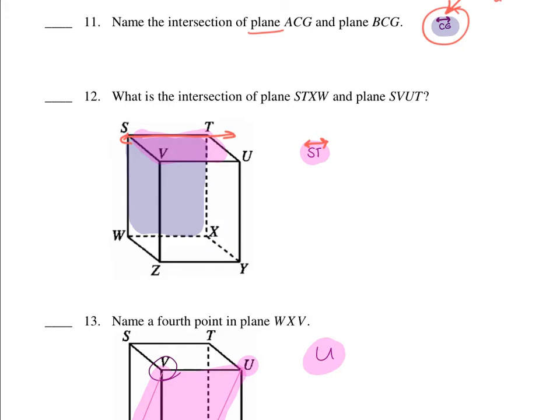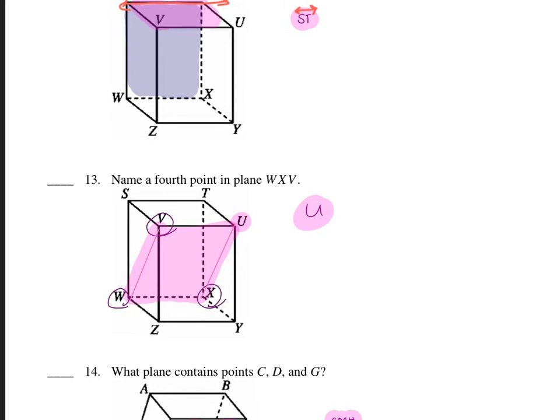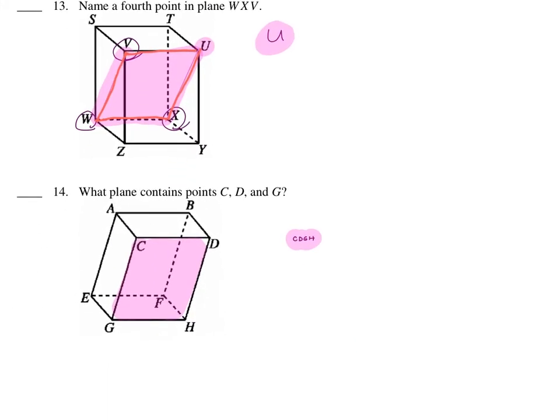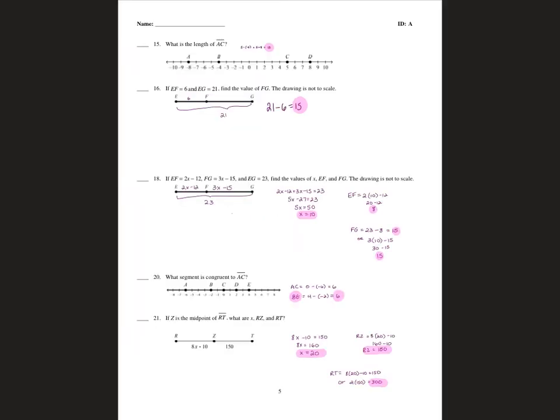13, name a 4th point in plane WXV, and that's U. This is your kind of imaginary diagonal plane. Even though it's not there, it doesn't mean it doesn't exist. It does still exist. You just have to connect it. So once you got the WX and then the V here, you knew you were going to that diagonal plane, so that would have been this. 14, what plane contains CG and H? It would be CDGH or any 3 letters of that combination or that front plane.